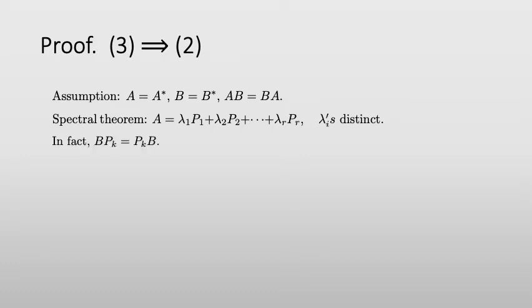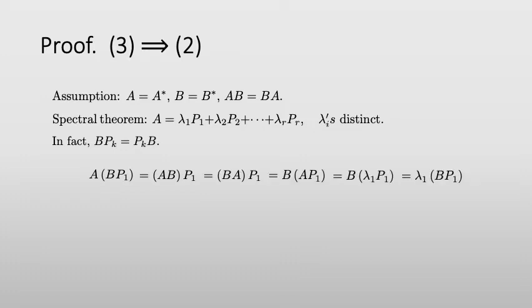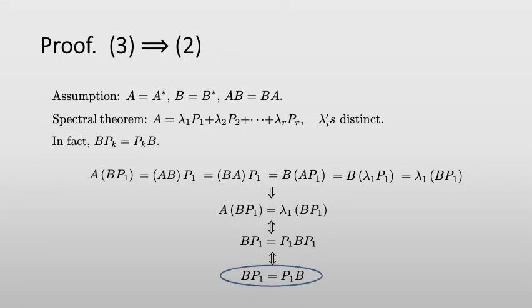In fact, B commutes with every projection. For example, let's verify that B commutes with P1. Apply A to B P1. Since A and B commute, this is equal to B A P1, which is the same as lambda 1 B P1. Now we end up with this equation. It means that B P1 is in the range of P1. In other words, B P1 equals P1 B P1. By taking adjoints on both sides of this equation, we get B P1 equals P1 B. Similarly, B commutes with all the other projections.